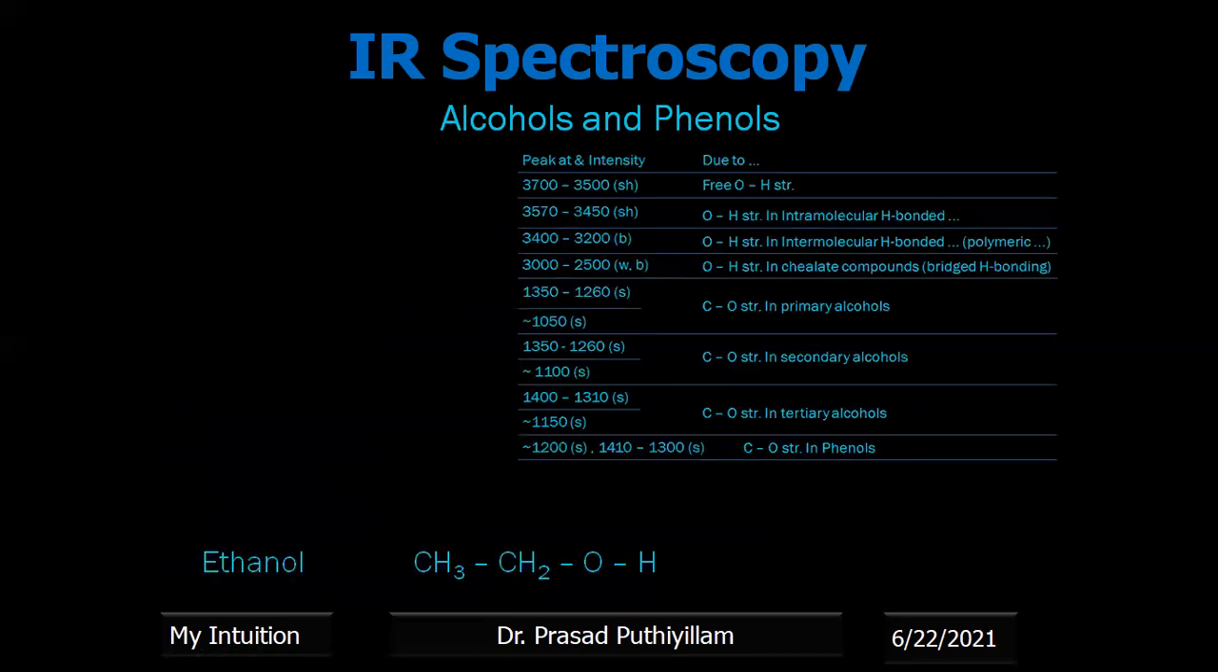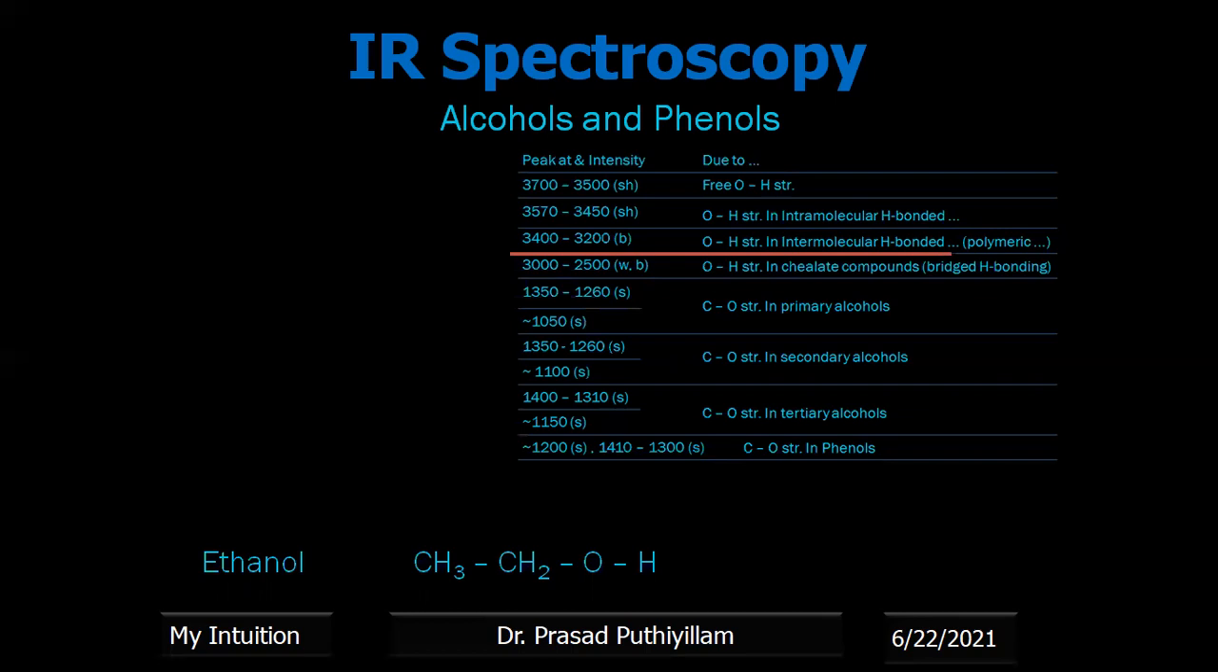Now taking an example, ethanol, CH3CH2OH. It can give intermolecular hydrogen bonding. It cannot give intramolecular hydrogen bonding; for that you need a glycol, where two hydroxyl functional groups are present in the same molecule. In ethanol, only one hydroxyl group is present in the molecule, and it can form hydrogen bonding with the next molecule of ethanol, and it continues as polymeric type of hydrogen bonding.